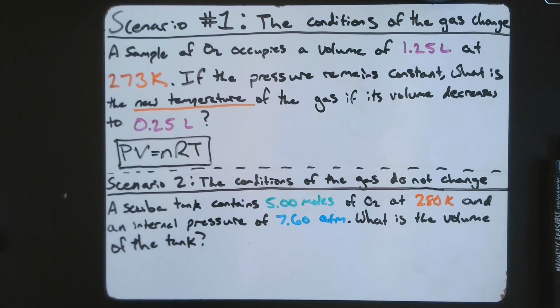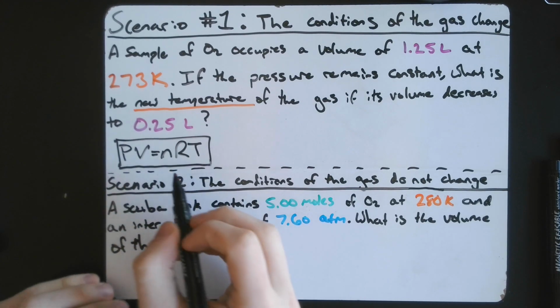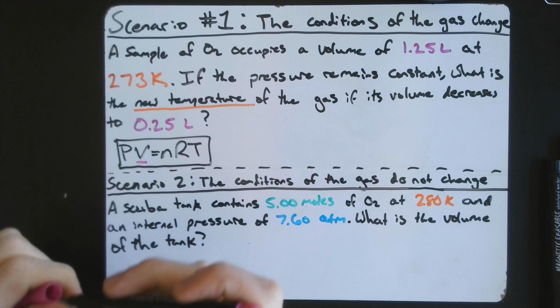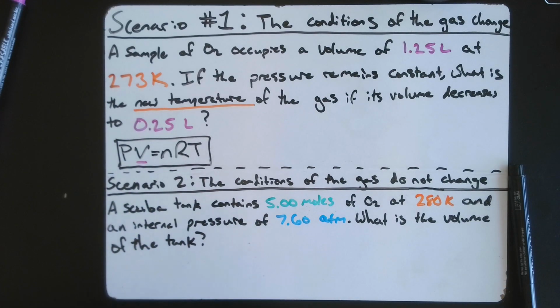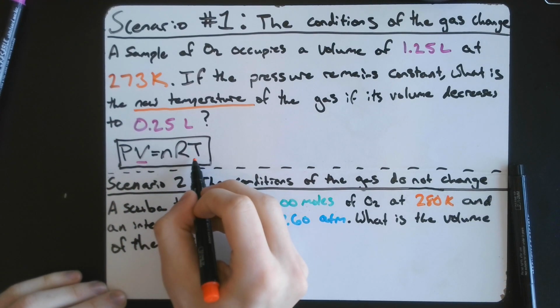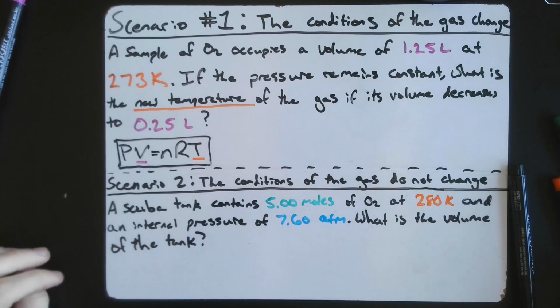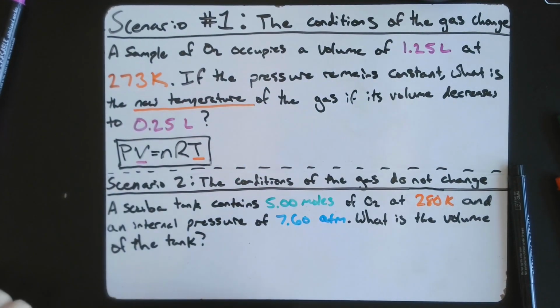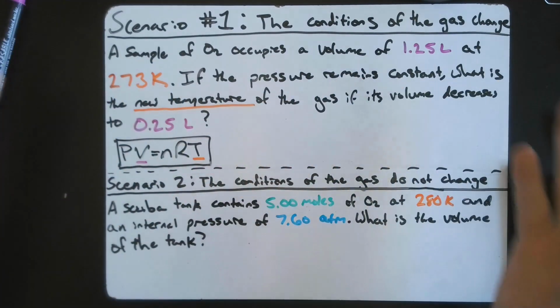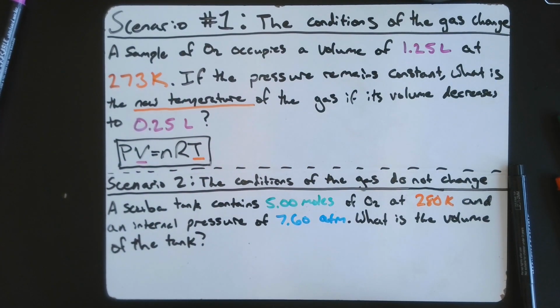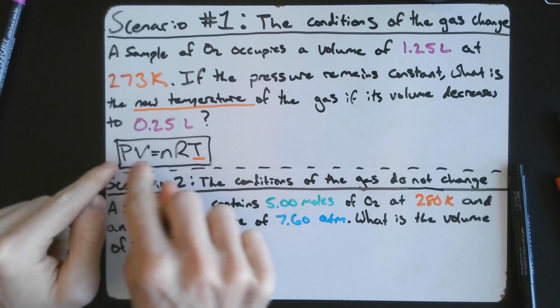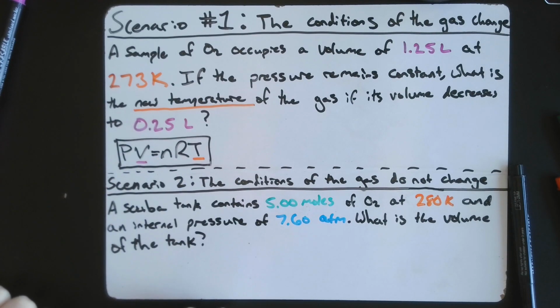I color-coded it for you, and I think that when you are given these types of problems, it's really important to either give yourself a note or some type of indication as to what is exactly changing here and what is constant. We're being told that pressure here is constant. There's no mention of moles. There's no mention of mass. So we can assume that pressure and moles are being held constant.